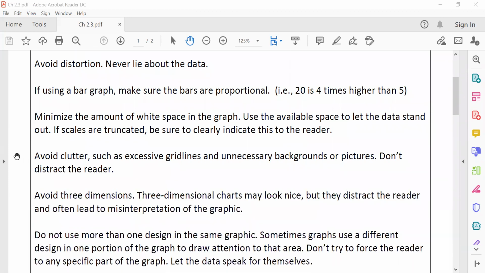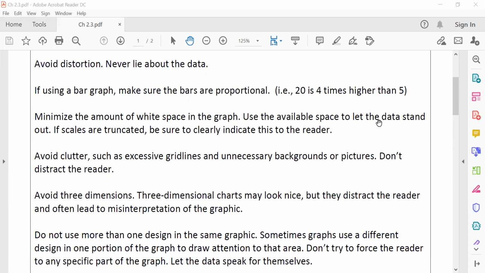Avoid distortion. What does distortion mean? Making the data look like something it's not. And there are a lot of ways you can do that. So don't lie about the data. If you're using a bar graph, make sure the bars are proportional. If you have one data point that's 10 times larger than another, the bar should be 10 times larger than the other bar. If it's only twice as large, you made a mistake. It's not going to look right. So the bars should be proportional.